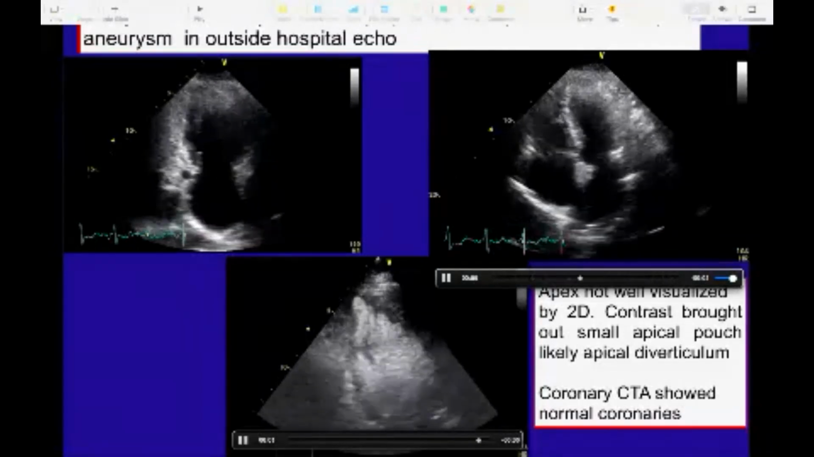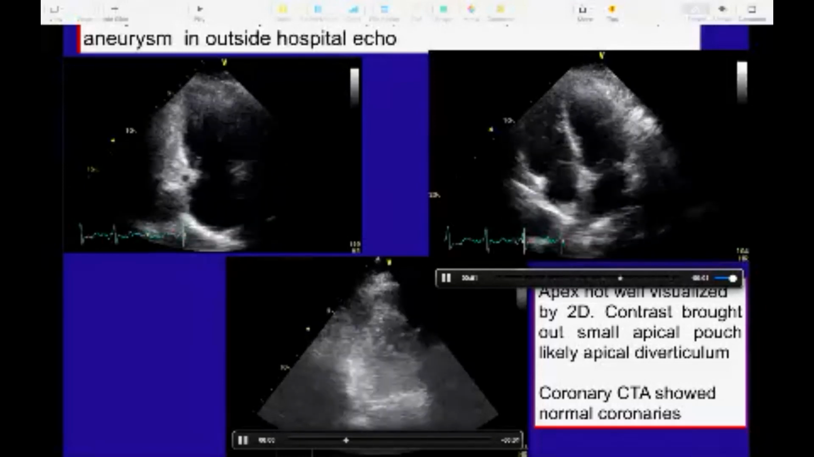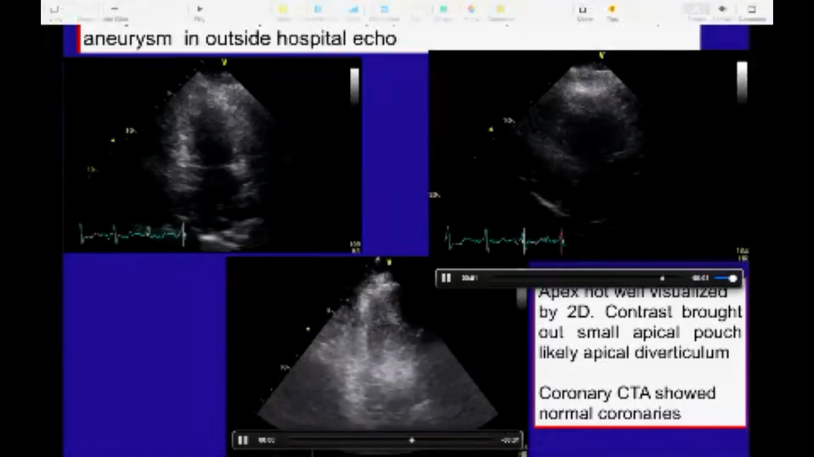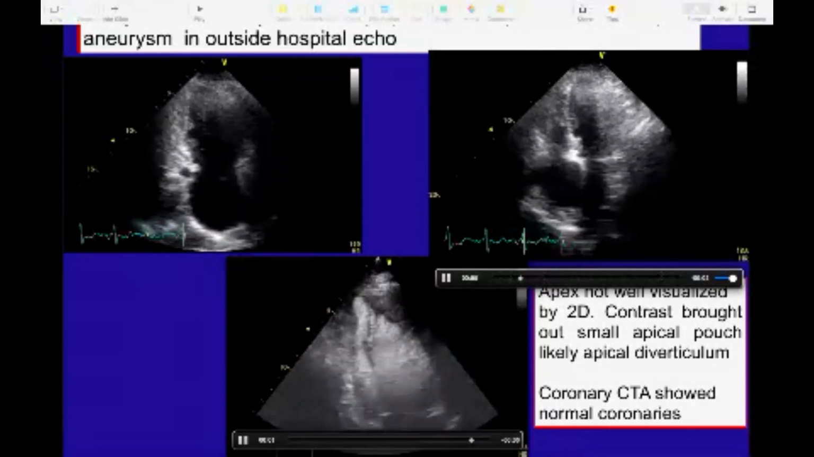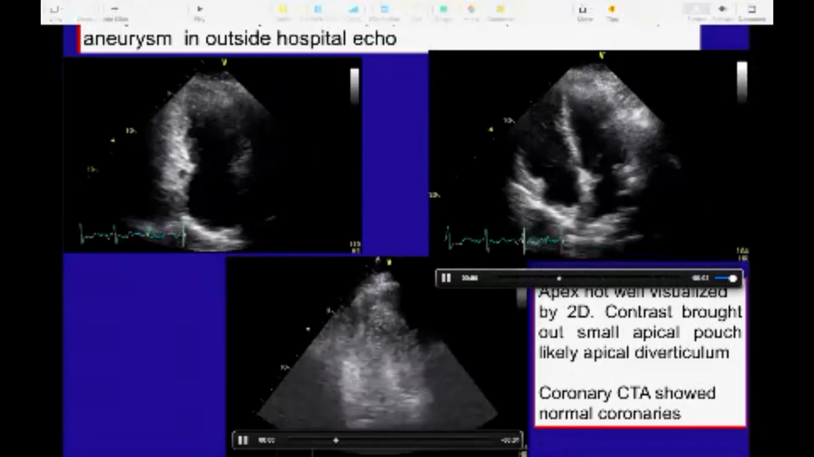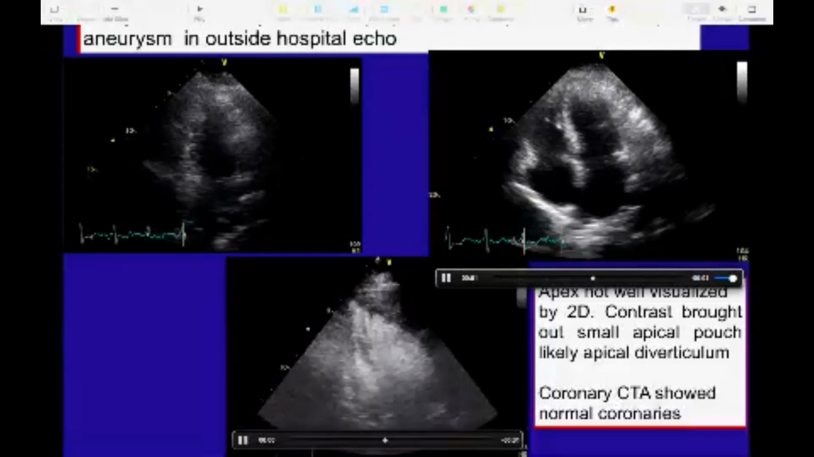Sometimes the apical cap of the left ventricle can get extremely prominent and become what we call an apical diverticulum. Typically, if you do MR imaging, you would not see any delayed enhancement or anything like that. And most of these can also be diagnosed by some degree of contractility, although those can be fairly challenging.